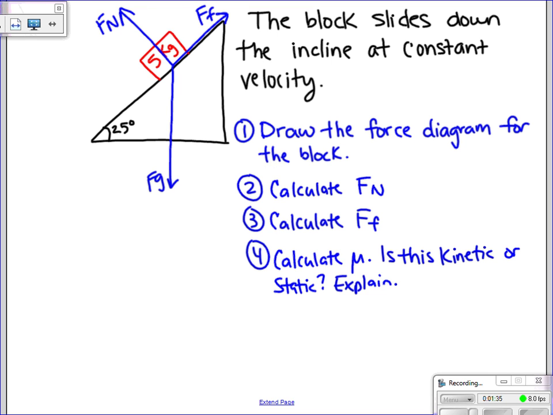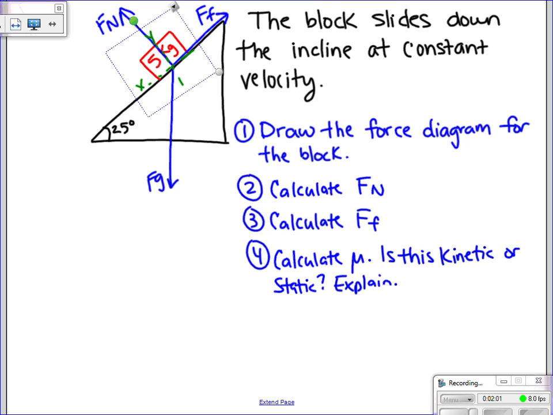Now, when you have an object on a ramp, basically what you have to do is imagine that your classic x and y coordinate axis is being rotated or flipped, just like this. Okay, so you have to imagine that that's happening in your mind.